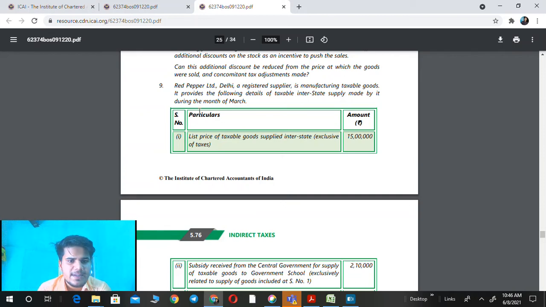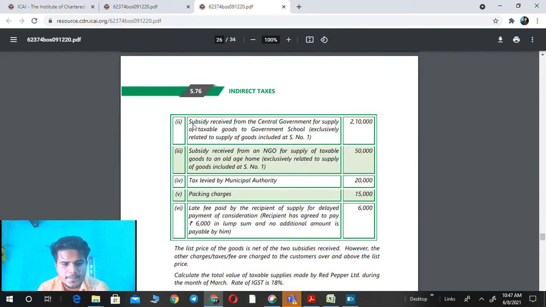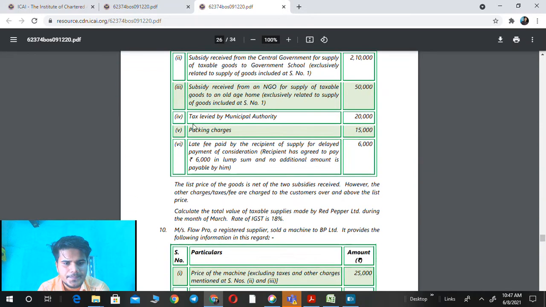So let's start with question number 9. Red Paper Limited, Delhi, a registered supplier, is manufacturing taxable goods. It provides the following details of the taxable inter-state supply made during the month of March. So these are the following. Total 6 supplies are given. Okay.